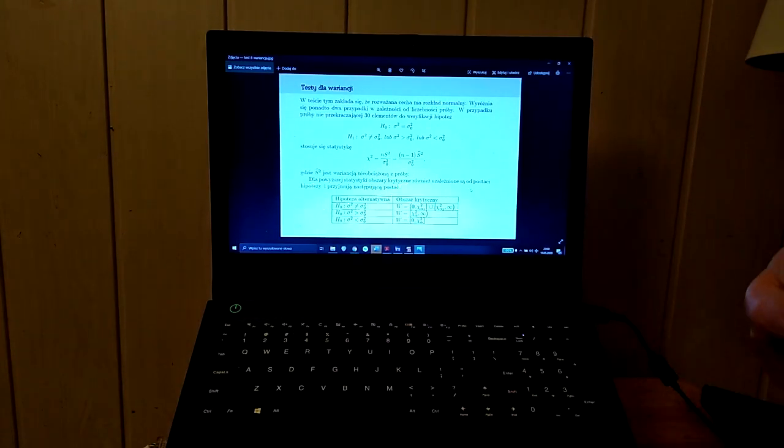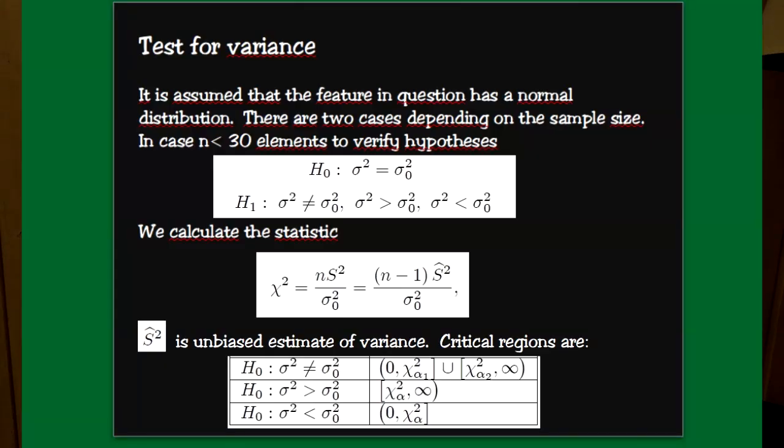for variance. In this test, we assume that the investigated feature has normal distribution. We consider two cases depending on the number of elements in the sample. In the case of a sample with not more than 30 elements, we verify the hypothesis sigma squared equals sigma 0 squared against the hypothesis sigma squared is not equal to sigma 0 squared, or sigma squared is greater than sigma 0 squared, or sigma squared is less than sigma 0 squared.